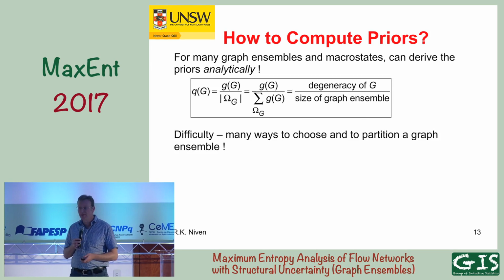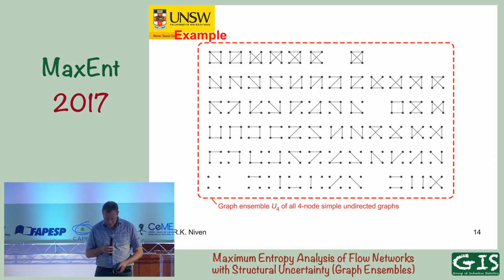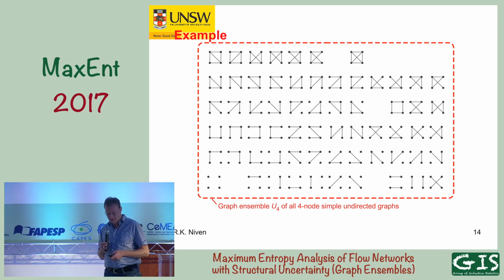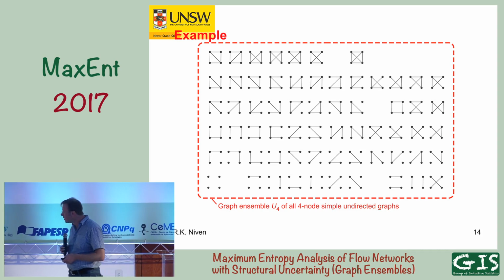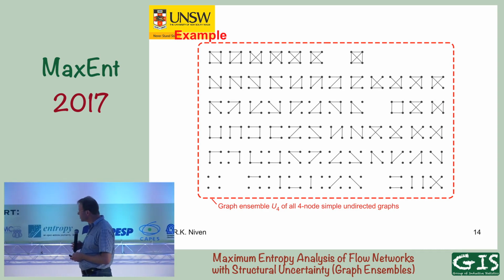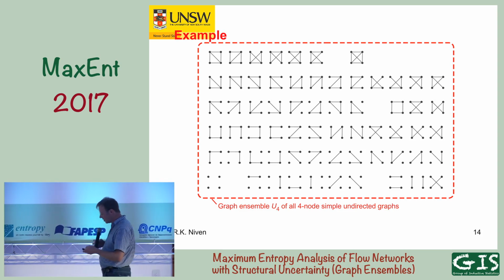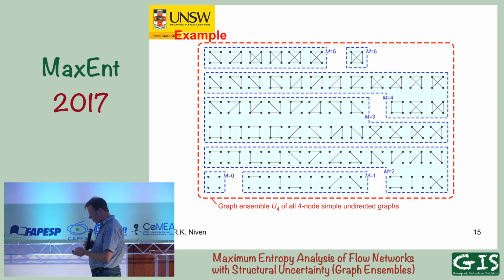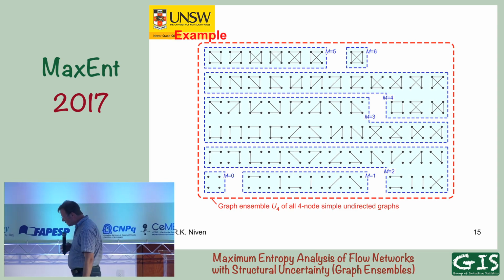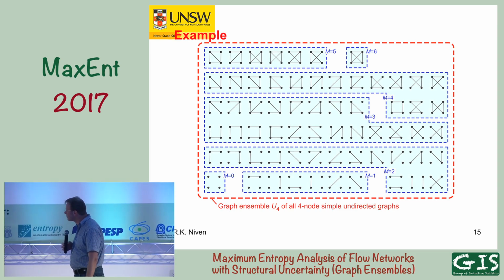Of course, one difficulty is there are many ways of choosing a graph ensemble and then many ways of partitioning it. So here's an example. So these are undirected graphs with 4 nodes. I haven't labelled the nodes, but I'm implicitly assuming that the nodes are labelled. And they're simple, so there's no self-loops in these particular ensembles. So there's ensembles, you can count them. This is the total number of graphs in that ensemble. And we can partition that according to numbers of edges. That's shown there. That's nice.